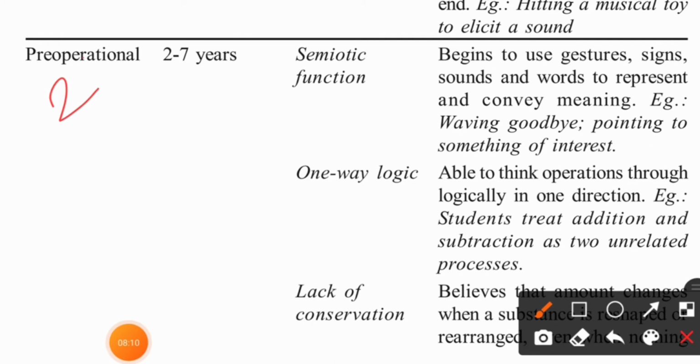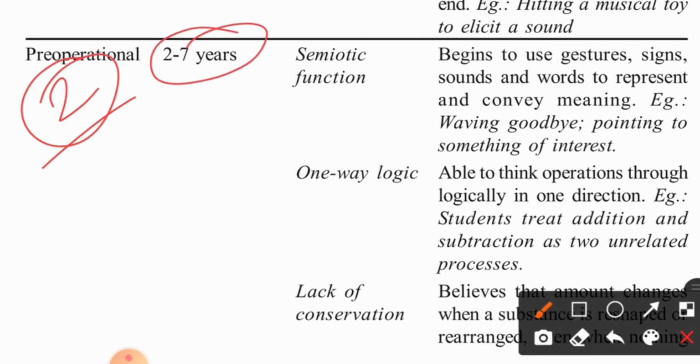Now the second stage as per Piaget is pre-operational. The duration of that is around 2 to 7 years old. So at that time this pre-operational development takes place in a child. The first one under this is called semiotic function.